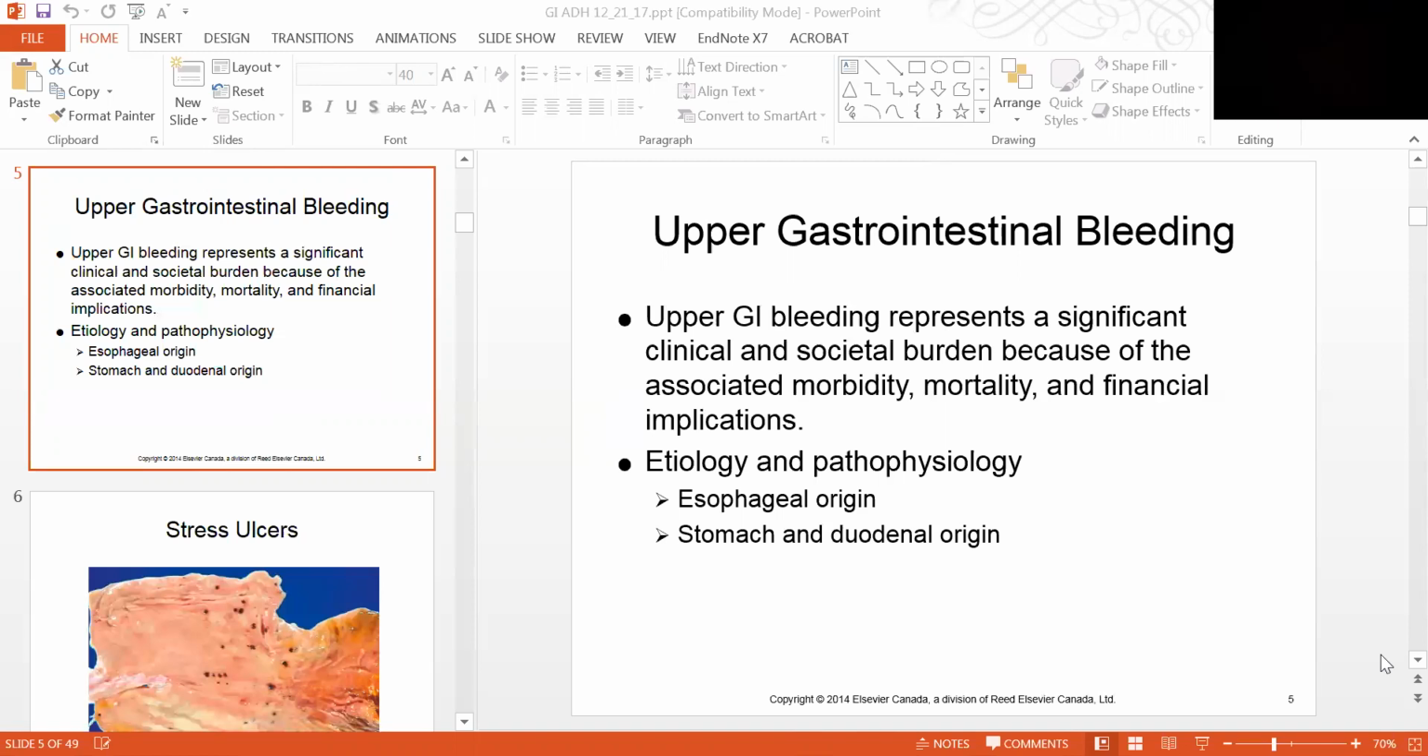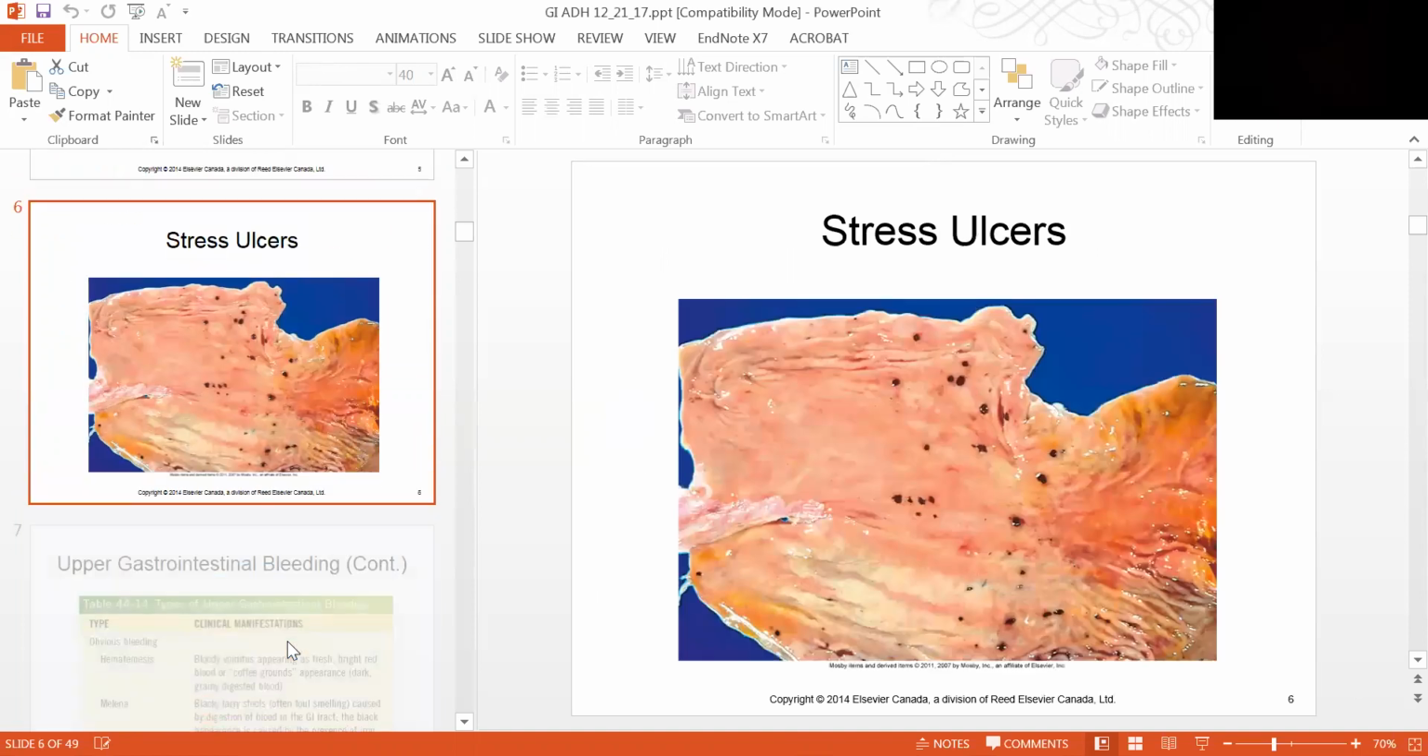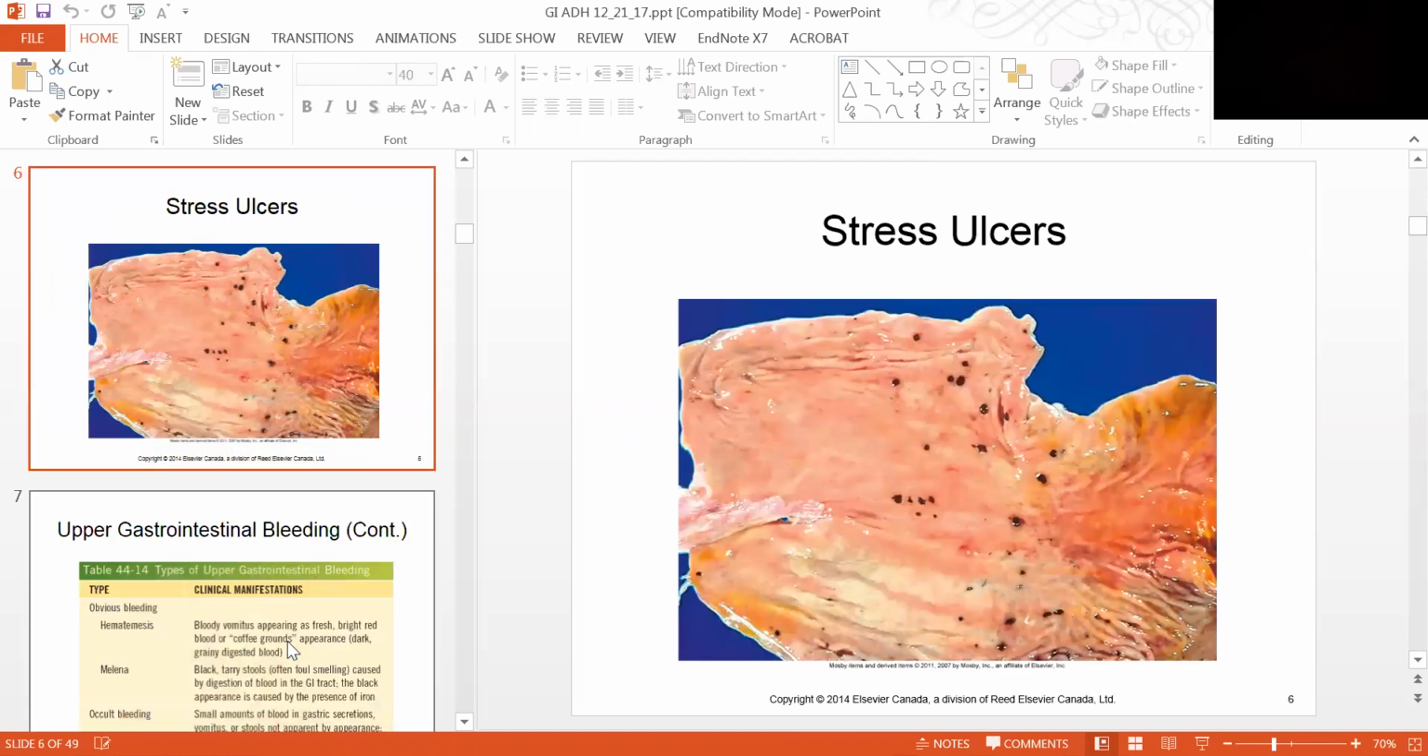I think that's all of some of the causes of it. I thought this was a really good picture of what a stress ulcer would look like. This is the interior of somebody's stomach, and you can see all those multiple little pinpoint holes that were at one point bleeding sources. And so this is as a result of a stress ulcer.